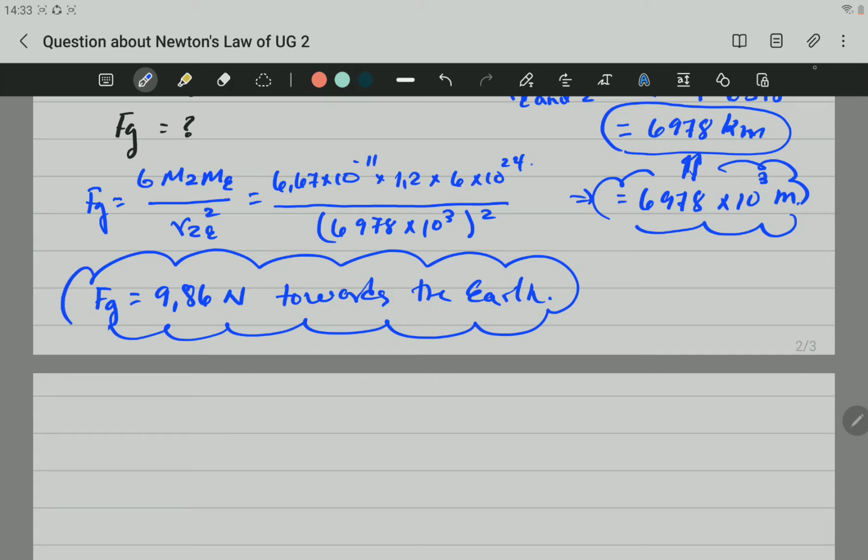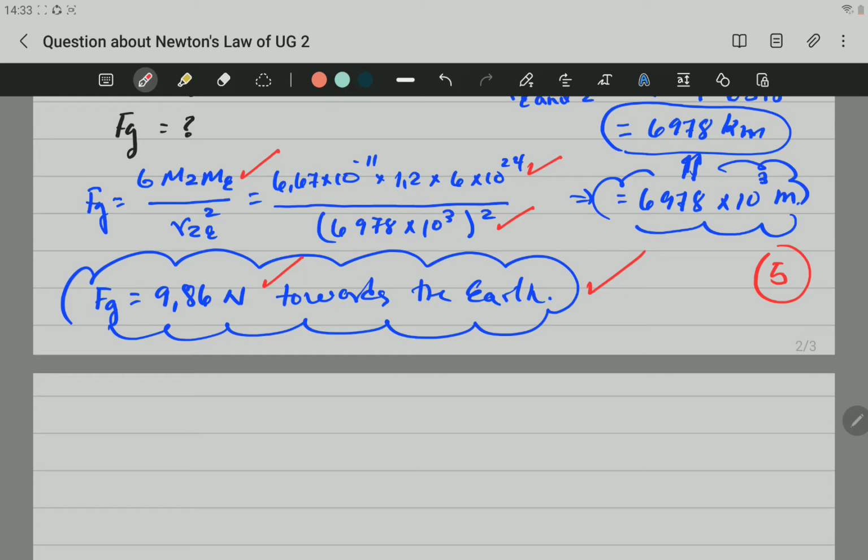So let's give marks, because this is to practice. You will get 1 mark for the formula, 1 mark for the substitution, 1 mark for the denominator, 1 for the final answer, and 1 for the direction. But it's not always going to be like that. So this question is 5 marks.